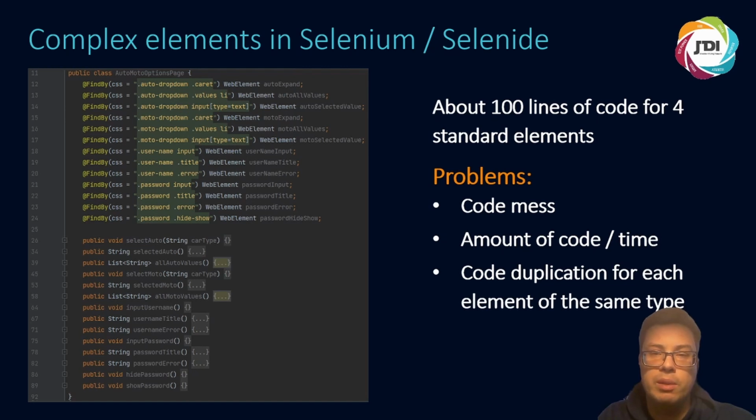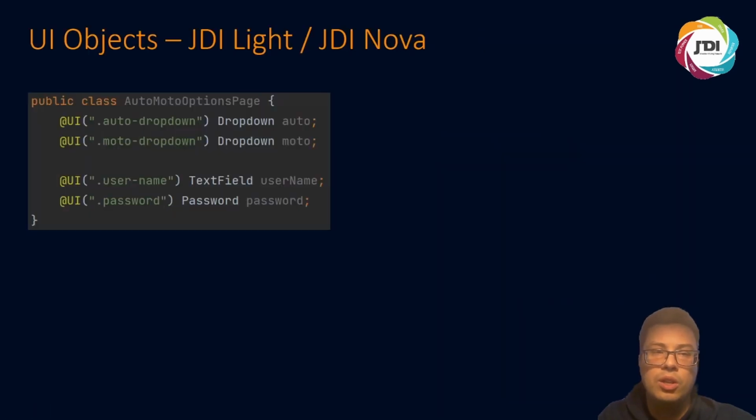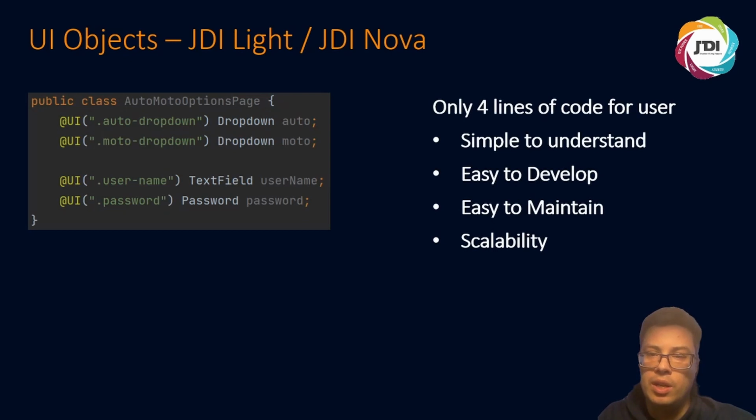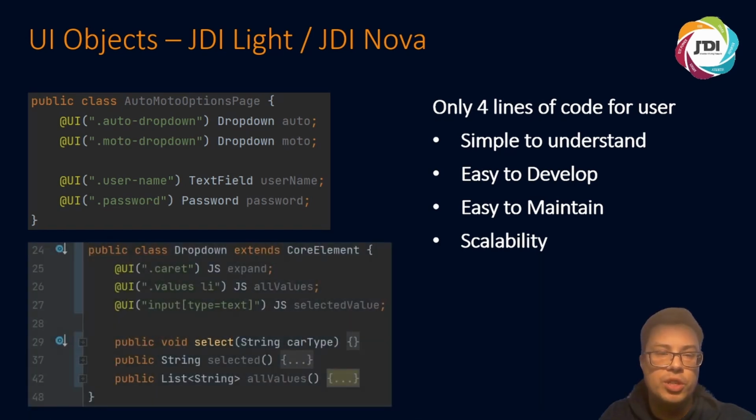This is why we developed the UI Objects pattern. In UI Objects, you operate not with web elements, but with the real UI elements that are used by the user. And this makes code really simple and clear to understand, really easy to develop and maintain, and really scalable for further improvements. Each UI element in this approach can be represented by just a simple page object, with actions and the elements.